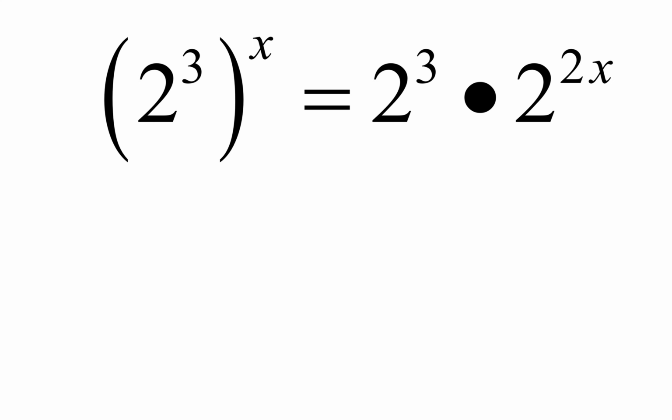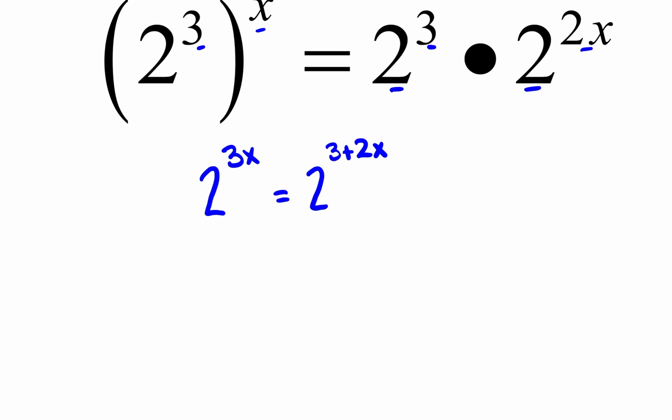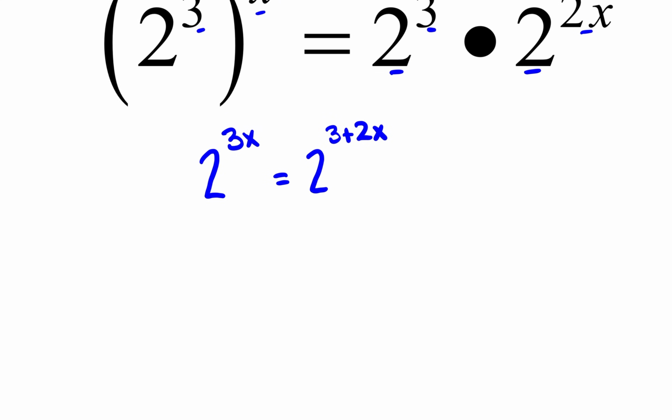For question number 3, we have to simplify on the left-hand side. This will turn into 2 to the power of what? 3 times x will give us 3x, equals. We then have the multiplication of two bases that are the same, so I will add the exponents. So this will turn into the single base of 2 to the power of 3 plus 2x. I will then set these two exponents equal to each other. So I have 3x is equal to 3 plus 2x.